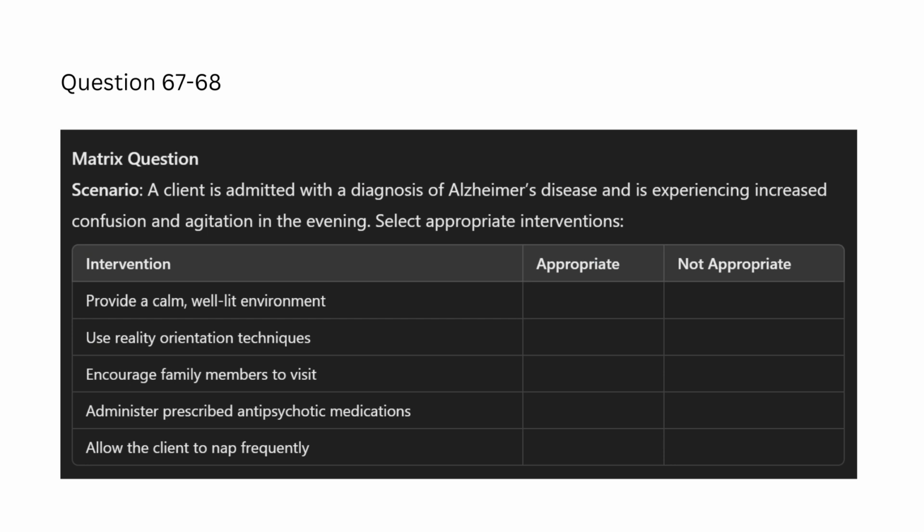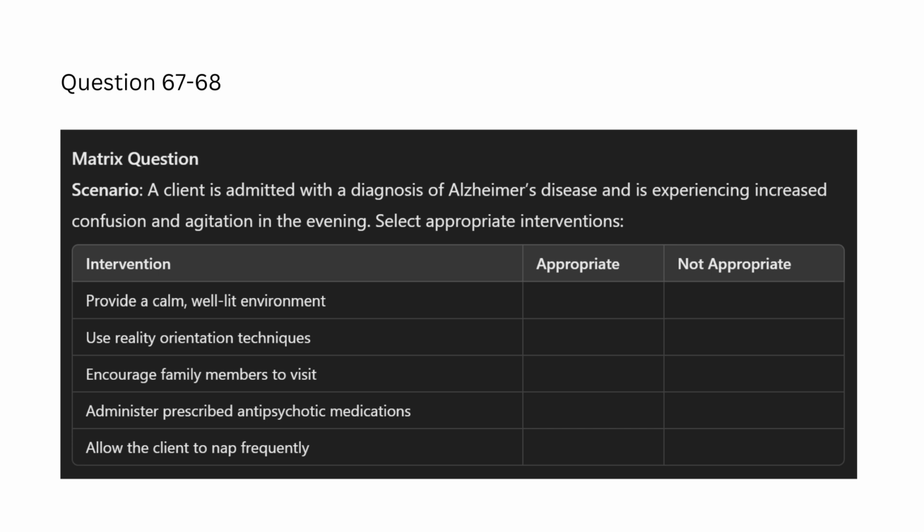Matrix question 67 to 68. Scenario. A client is admitted with a diagnosis of Alzheimer's disease and is experiencing increased confusion and agitation in the evening. Select appropriate interventions. Intervention. Appropriate or not appropriate.